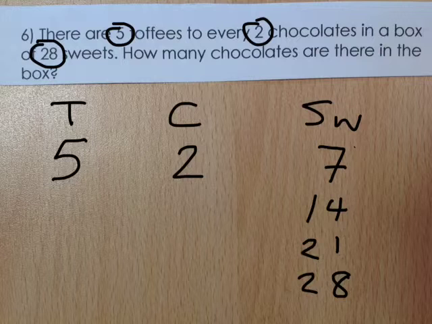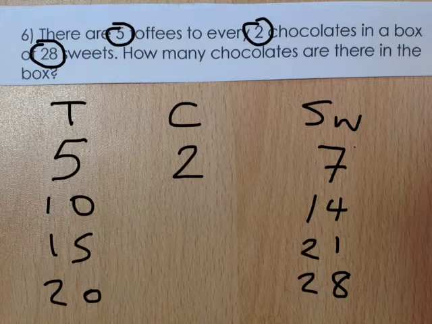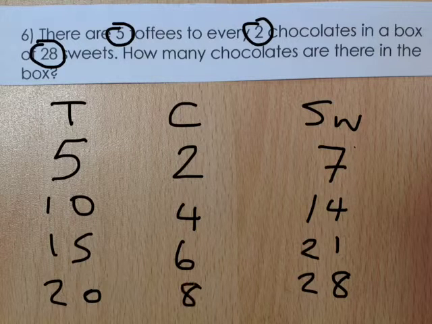The toffees would go 5, 10, 15, 20. Just check, the chocolates will go 2, 4, 6 and 8. Does that all add up? 10 and 4 is 14. 15 and 6 is 21. 20 add 8 is 28. How many chocolates are there in the box? There would be 8 chocolates in the box.